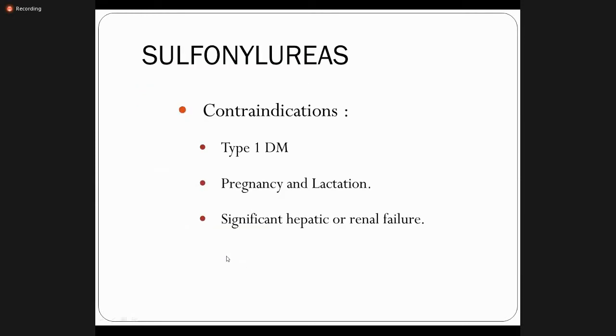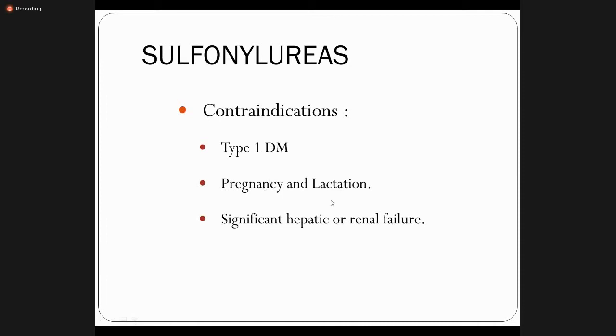Contraindications of sulfonylureas: type 1 diabetes, because we have already discussed that for starting the therapy with an oral hypoglycemic drug, the beta cell function must be intact, and the main function of sulfonylureas is to stimulate insulin secretion. In type 1, when there is absolute lack of insulin and destruction of beta cells due to autoimmune phenomena, how is it going to stimulate the insulin secretion? So that is why we cannot use sulfonylureas in type 1.